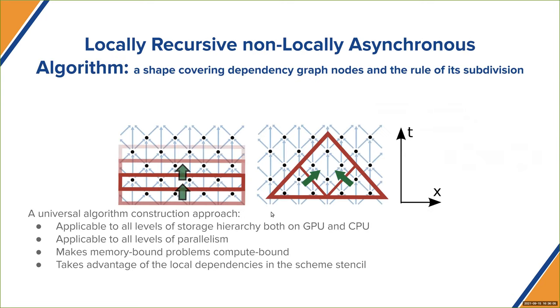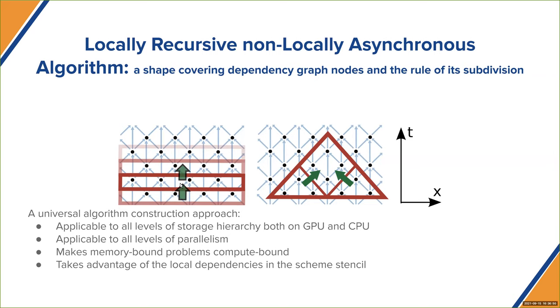So I'm going to show you the variety of such algorithms that we have developed in our group over the years. And I will be showing them as colorful pictures of polygons. For you to understand what these polygons mean, here is this slide. The polygon, the shape that I'm going to show you, depicts some algorithm. The algorithm consists in the processing of the dependency graph nodes that are inside of it. And an algorithm goes with a rule of subdivision. If the processing of some number of nodes is a task, the decomposition of the algorithm into subshapes is subtasks. There are dependencies between these tasks.